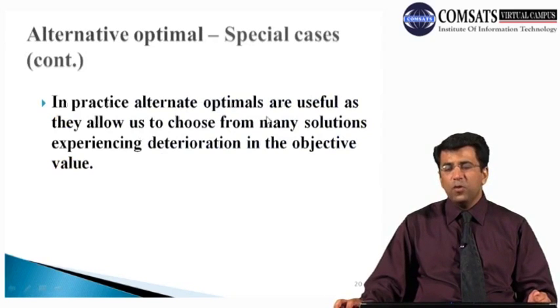In practice, alternative optimals are useful as they allow us to choose from many solutions, experiencing no deterioration in the objective value. So class, in this particular case, again, we may have different solutions, and we may select one of the solutions in order to find the value of the objective function, because the usage of either of the solutions will not change the value of the objective function. So this is our second case about alternative optimal.